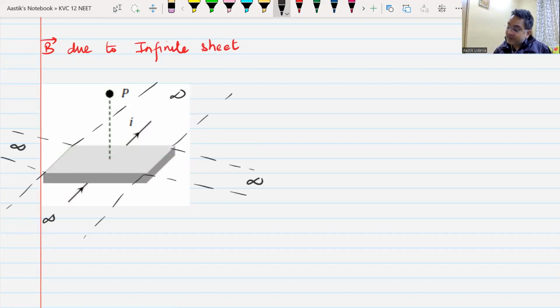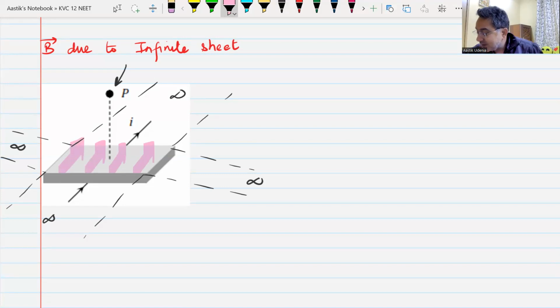Do we understand the meaning of infinite sheet, beta? This is the same as the infinite sheet of charge. Infinite in this dimension, infinite in this dimension. Do we understand this? Yes, sir. We have a point P which is here. So the sheet is kept like this, and point P is here. Do we understand this? Yes, sir. As you can see, this sheet carries current in this direction.